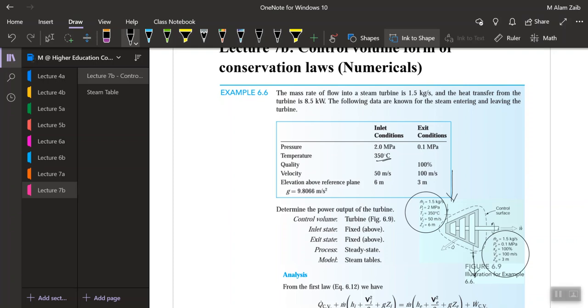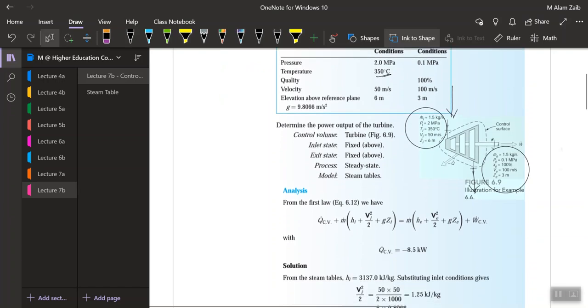The mass flow rate is given, which is 1.5 kg per second. Say the heat is transferred from the turbine. From the turbine would mean there would be negative heat transfer out of the system, which means heat is actually going out of the system rather than getting into the system.